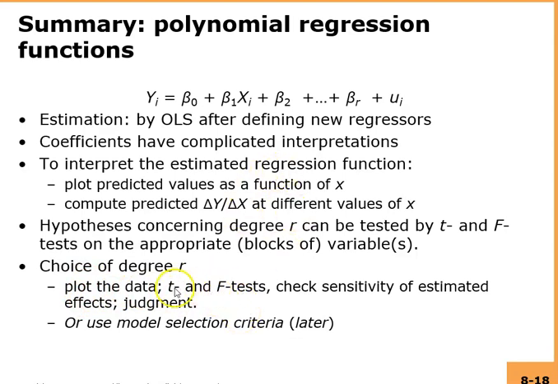And then you can also look at the t-test and the f-test between the different coefficients to actually determine what is the highest degree of r that you go to. You can also check the sensitivity of estimated effects, meaning how they actually change when you include or exclude a higher degree polynomial in your equation. And finally, you can use your judgment, meaning you can use the economic theory underlying the relationship to actually see what polynomial you end up including in your regression equation.